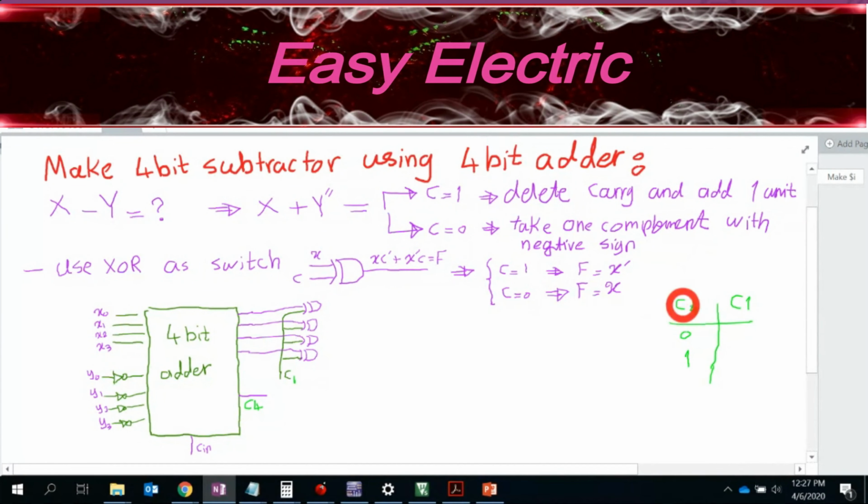So C should be 1, right? So that means C should be 1. That's exactly right. So whenever C4 is 1, what should be the C1? Yeah, definitely should be 0. Why? Because this is this case. The carry is 1, which is C4 is 1. And you don't need to take the complement.